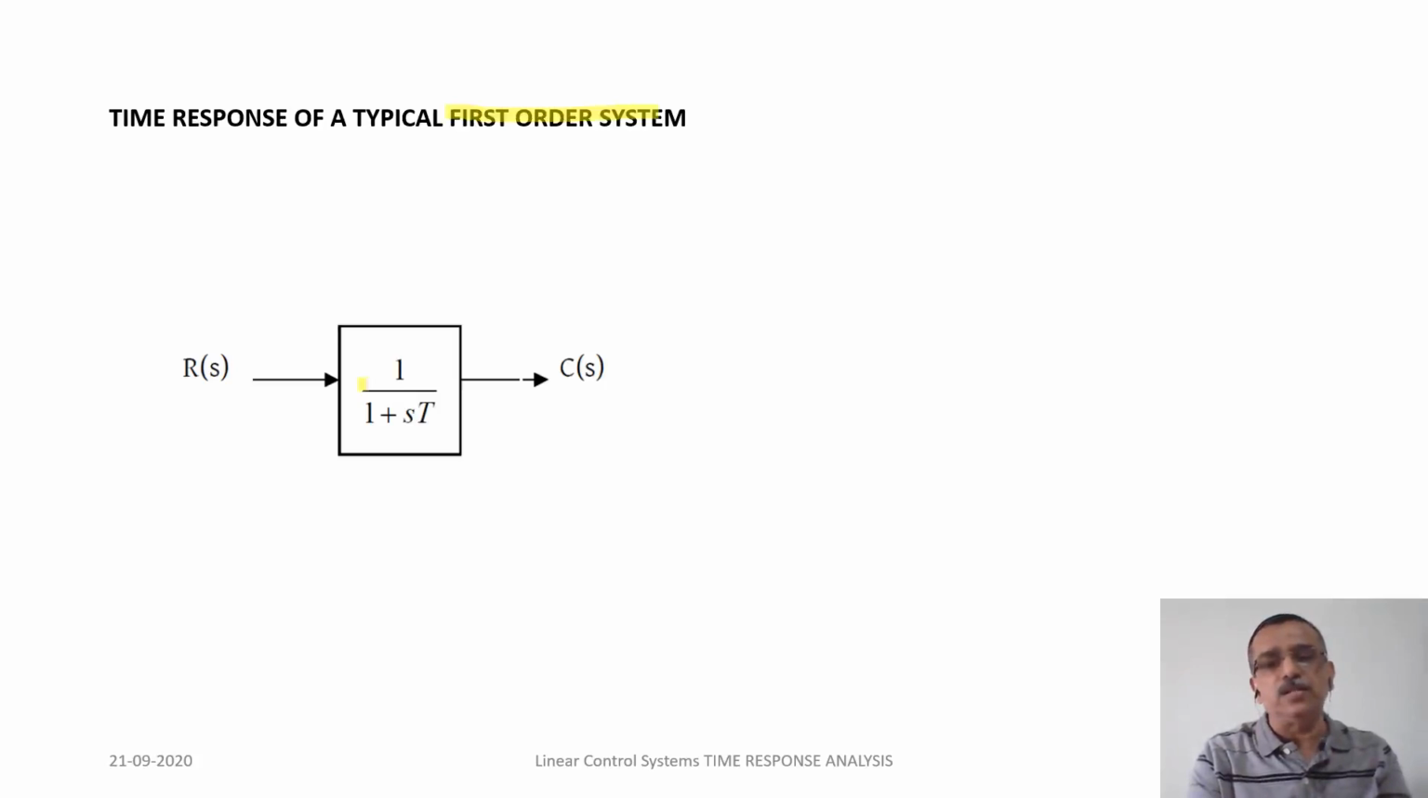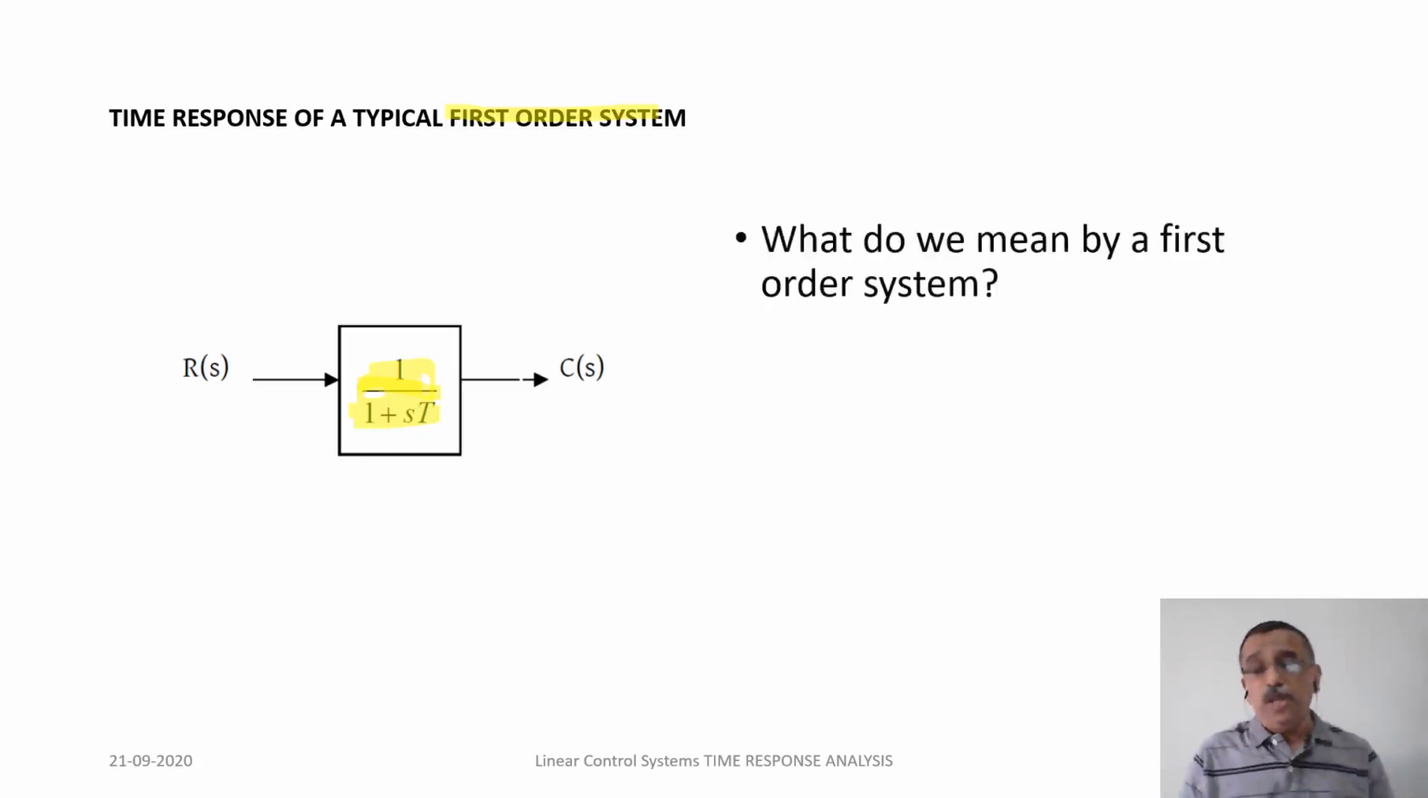This is a typical first order system, represented by 1 plus sT. We will learn why we have taken this later on. How will I find the time response for a first order system? What do you mean by first order system? A first order system is a system which is represented by a first order differential equation. You know that many systems can be represented by a first order differential equation.